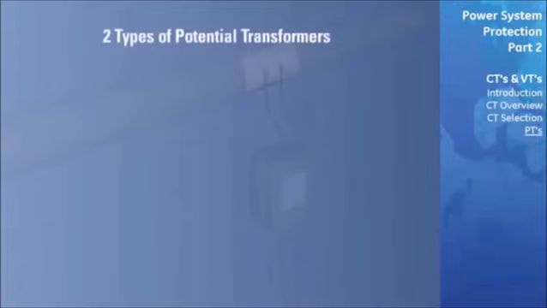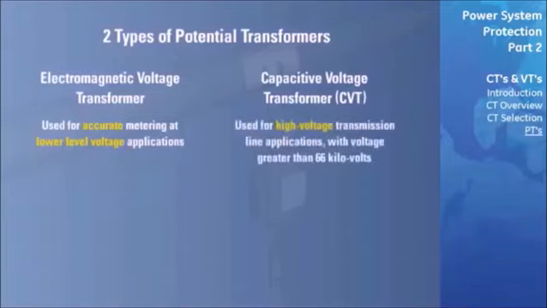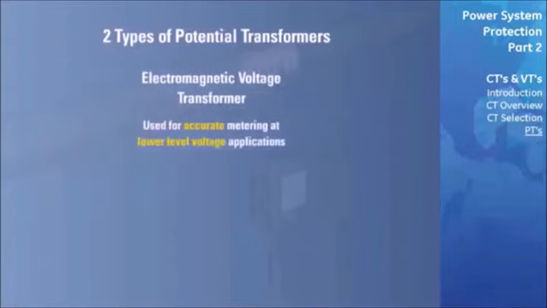There are two different types of potential transformers used today: the electromagnetic voltage transformer and the capacitive voltage transformer. Electromagnetic voltage transformers are usually used when accurate metering needs to be performed for lower voltage applications. Capacitive voltage transformers are commonly used in high voltage transmission line applications where the voltage is higher than 66 kilovolts.